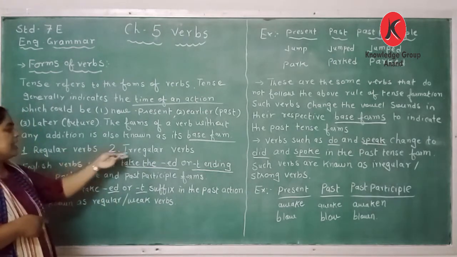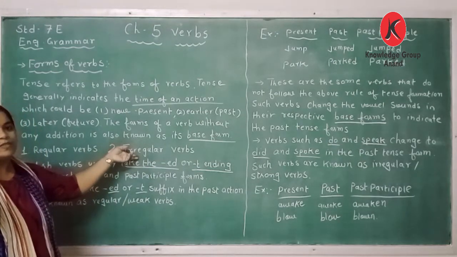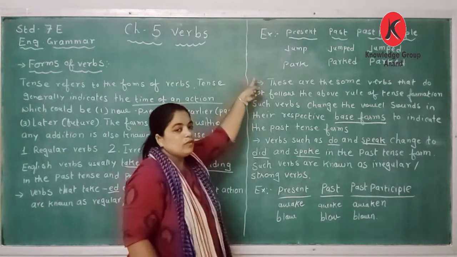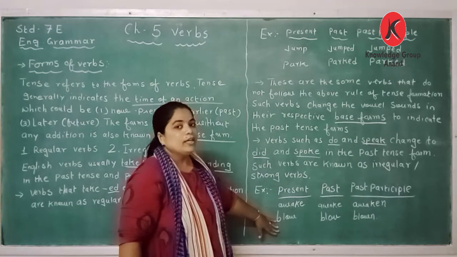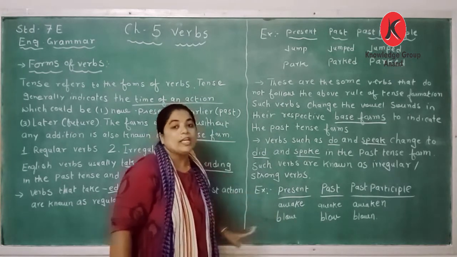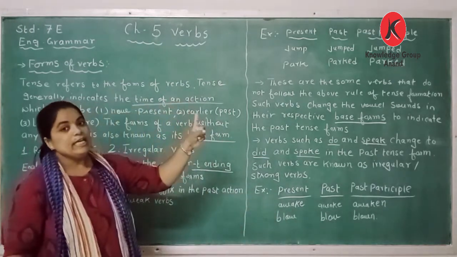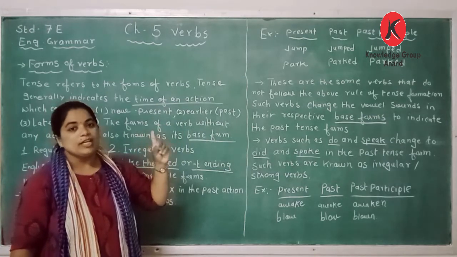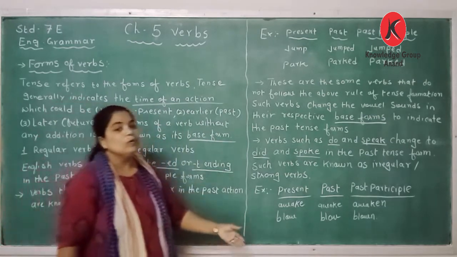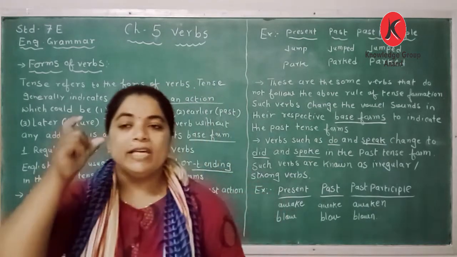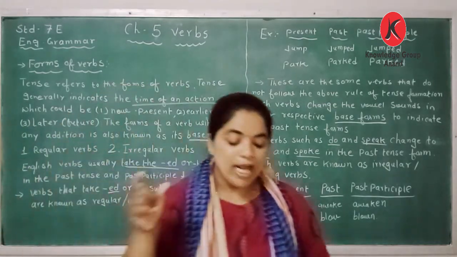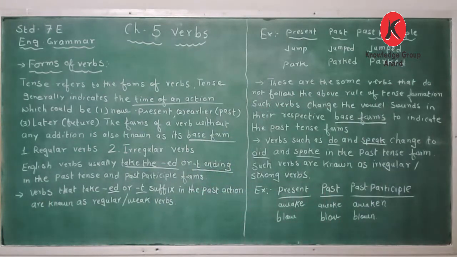Tense always indicates the time of an action, and whenever we are learning about tense, we should remember regular and irregular verbs. These are the regular and weak verbs, and these are the irregular and strong verbs. Regular verbs take -ed and -t as suffix, and irregular verbs change their vowel sounds. So please fix it in your mind. Write down all these points in your notebook very carefully.